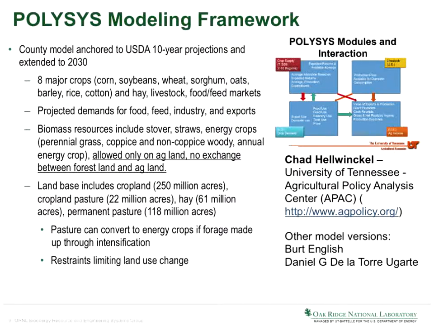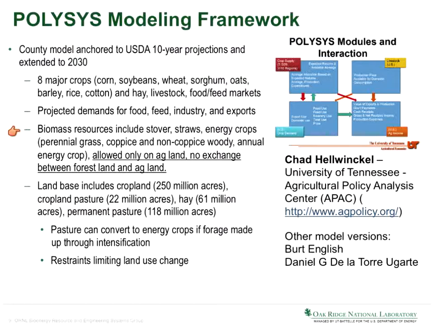A little more on the POLYSYS modeling framework. This national model that runs at the county level includes 8 major crops, including corn, soybeans, wheat, sorghum, oats, barley, rice, and cotton, as well as hay, livestock, and food and feed markets. It includes projected demands for food, feed, industry, and exports. To this model, we've added potential biomass feedstocks in 2 broad categories: agricultural residues, including stover and cereal straws, and energy crops, like I mentioned a moment ago.